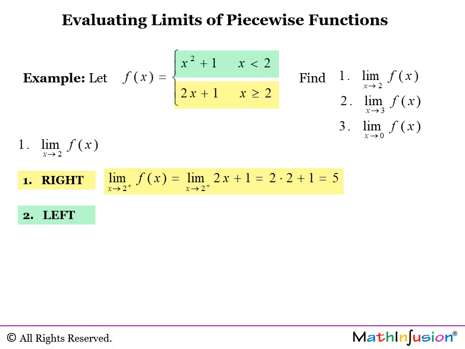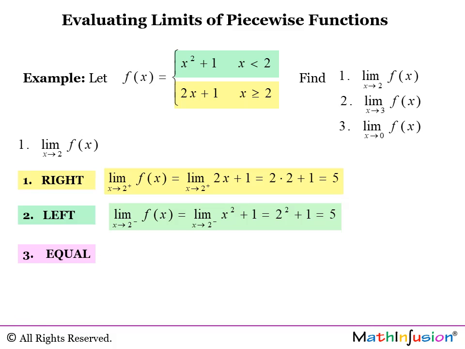2, the limit from the left, in short, we will call it left. It means that I'm now going to evaluate the limit of the function when x approaches 2 from the left. For this one, I have to use the branch where the function is x to the power of 2 plus 1, because this is the branch for all x's that are less than 2. Here I get 5.